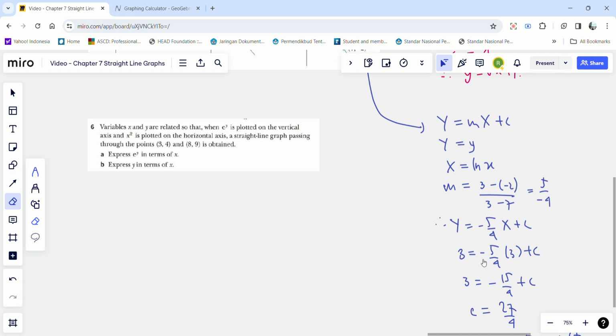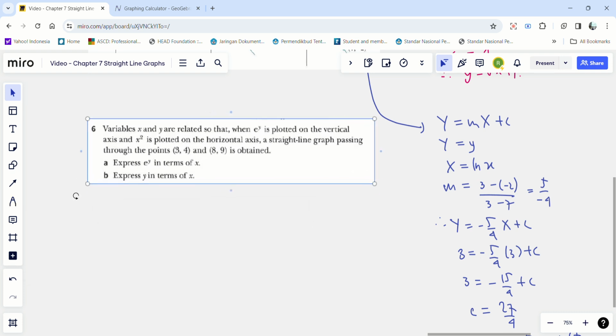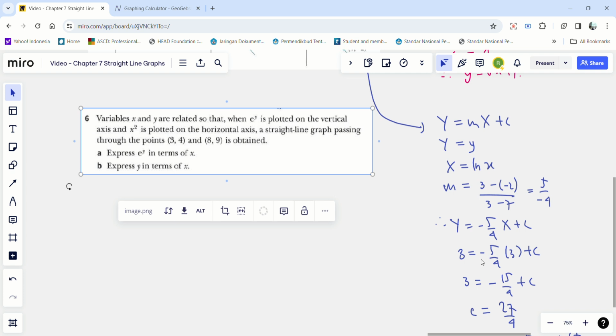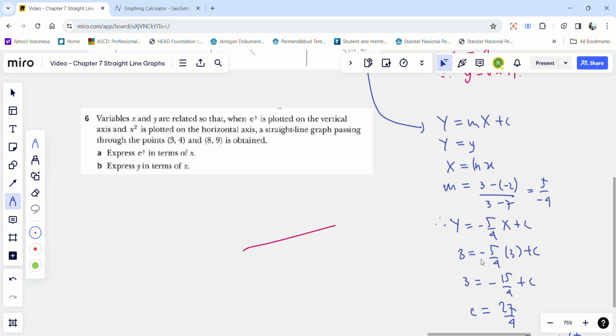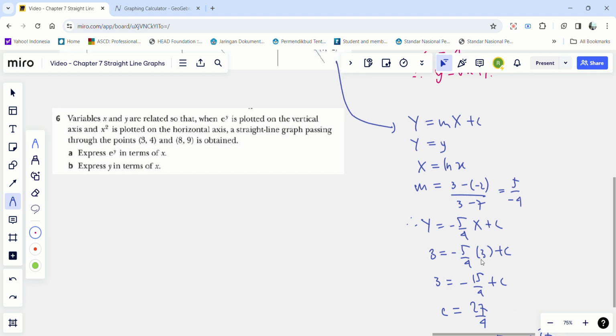So let's move on to the word problem type of question over here. Let me make it a bit bigger first so you can see it clearly. So in this case, variables x and y are related so that e raised y, plotted on the vertical axis, and x squared give a straight line graph passing through the points 3, 4 and 8, 9. Let's say something like this. I don't know whether it's correct or not though.